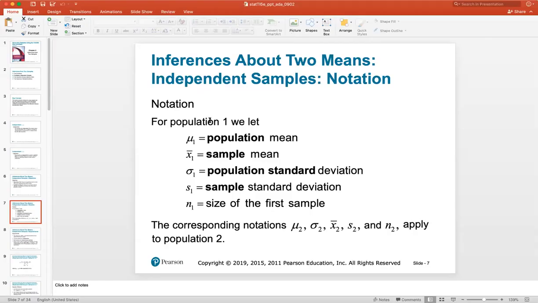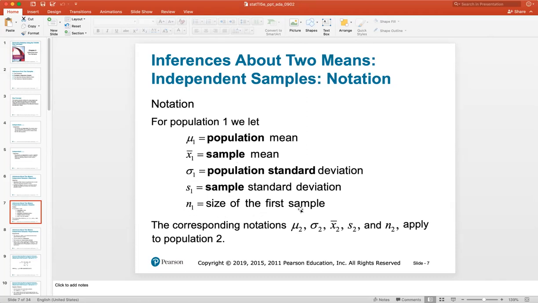Here, for population one, mu sub 1 is the first population mean, and x1 bar is the sample mean for population one. Sigma 1 means the population standard deviation, but here we assume that we do not know it, because in reality we normally do not know the population standard deviation. S sub 1 is the sample standard deviation, and n sub 1 is the size of the first sample.